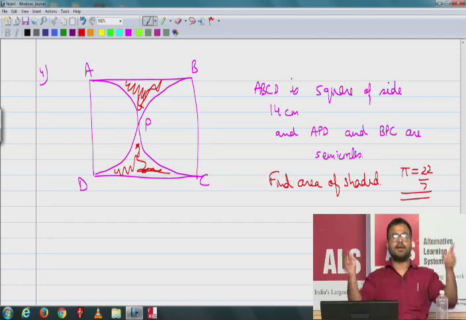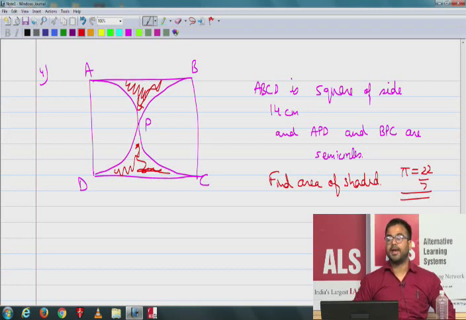This is the square and two semicircles are there. So you have to figure out the area for the shaded region, and the pi is 22 by 7.